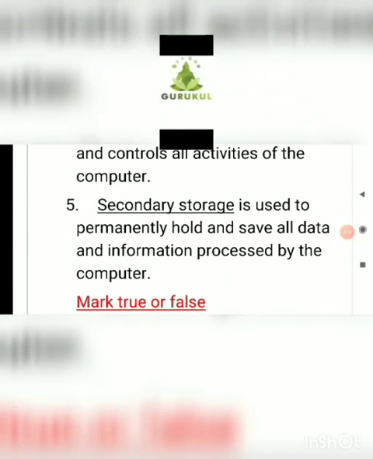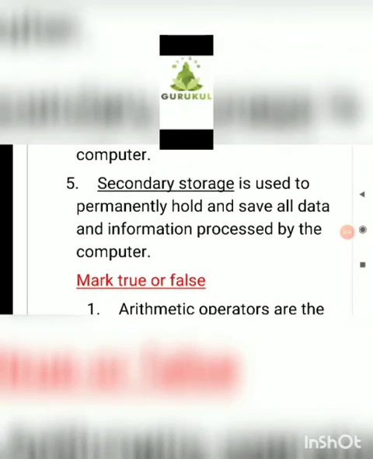Next one is dash is used to permanently hold and save all data and information processed by the computer. Answer is secondary storage. The secondary storage is used to permanently hold whatever we type in the computer system, and if we save things in secondary memory, those are permanent in nature. So if we switch off the computer system, the data will not be erased.